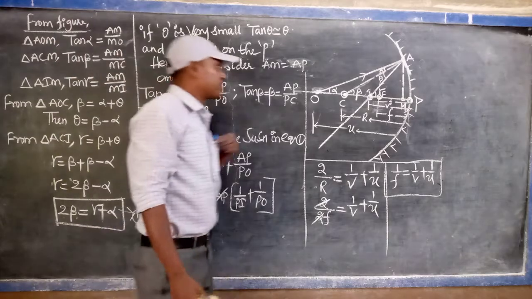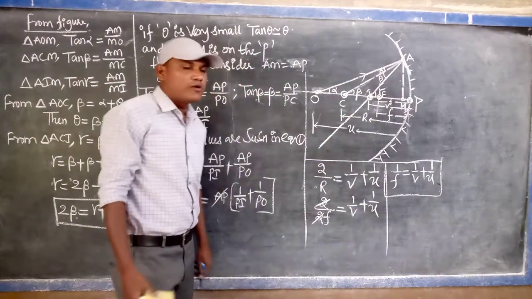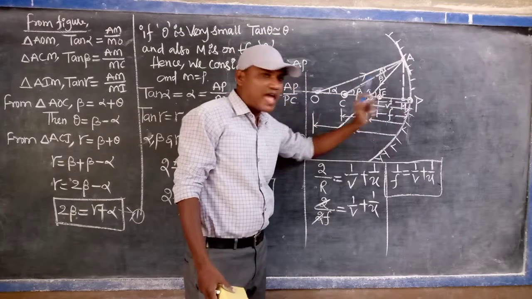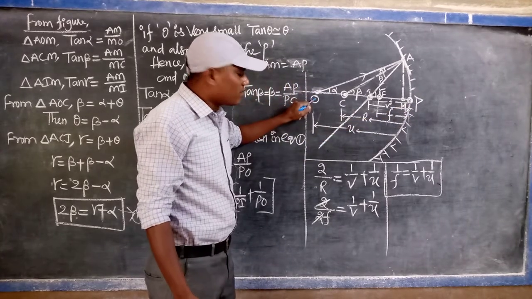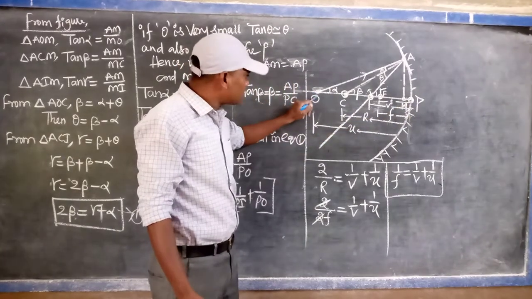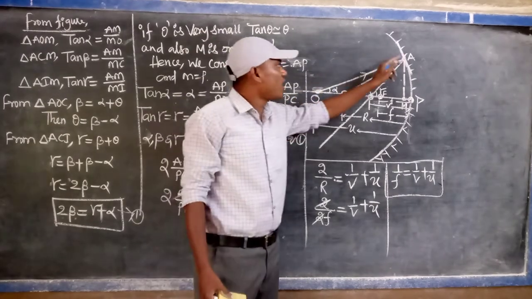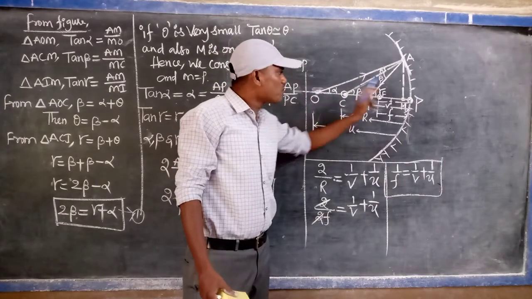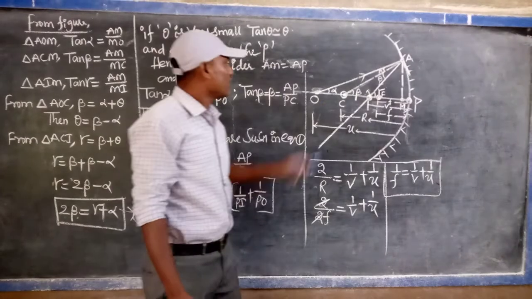So once again, listen very carefully. Take a concave mirror. I will draw a principal axis. P is the pole of the mirror, and O is the position of the object. From the object, we send two rays. One ray falls at point A. Another ray falls at point P, passing along the principal axis.